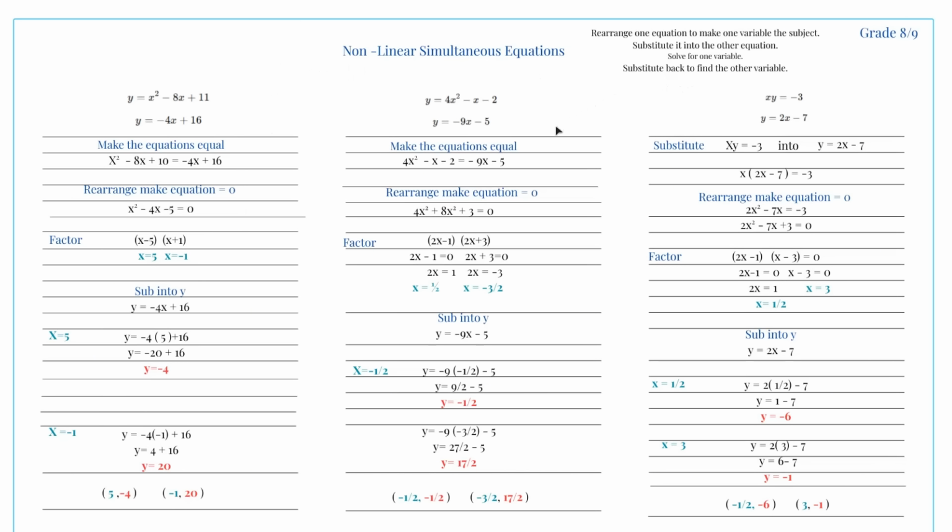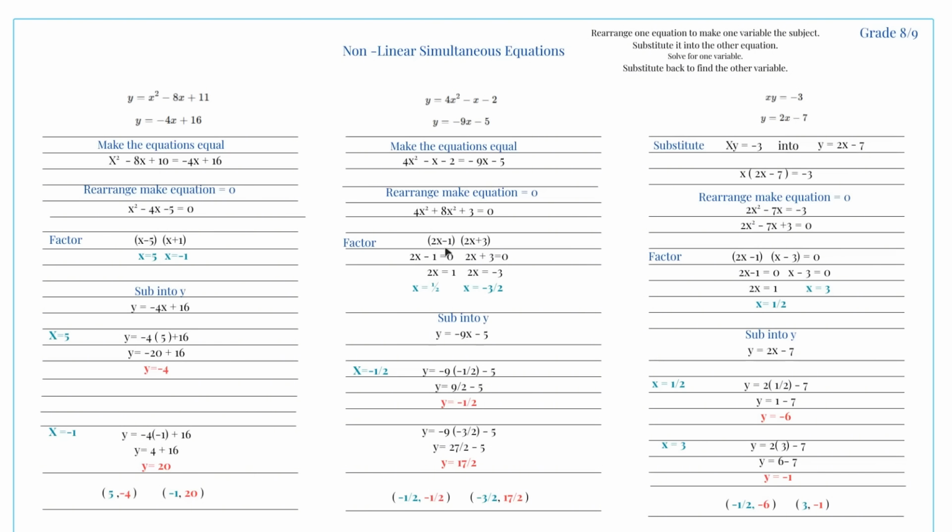So the next one looks the same, so we're going to do it the same. Make the equations equal. So do a little bit of tomfoolery here. And then you get 4x squared plus 8x plus 3 equals 0. Now you need to factorize it. So there's a little bit more to it.